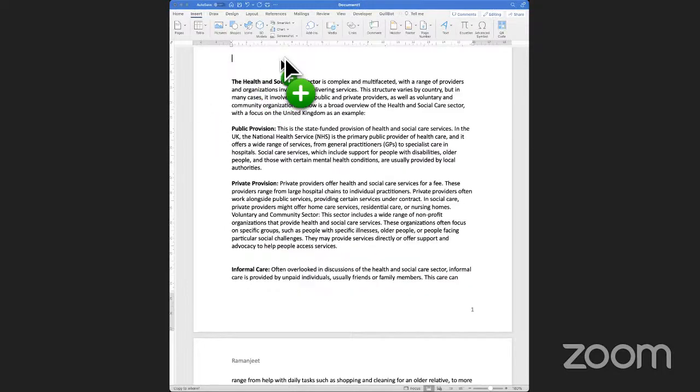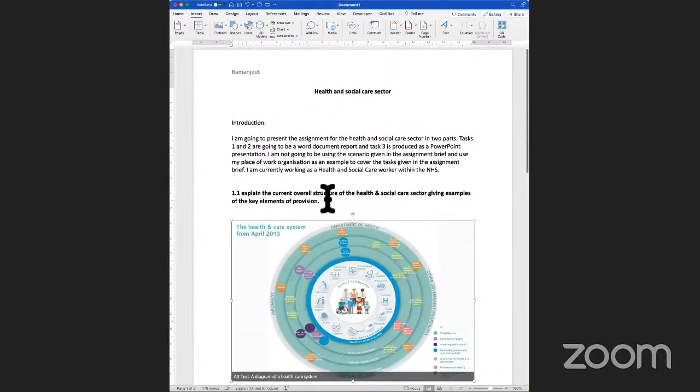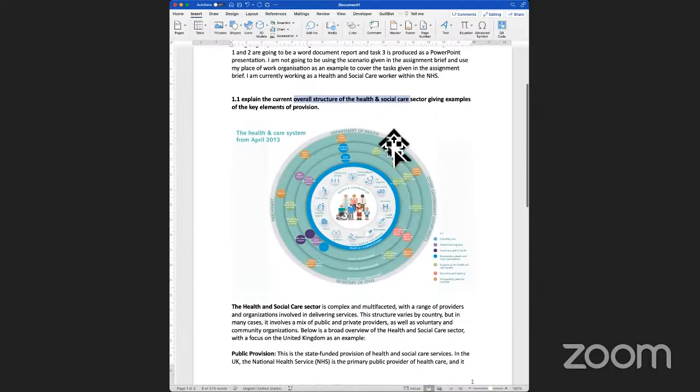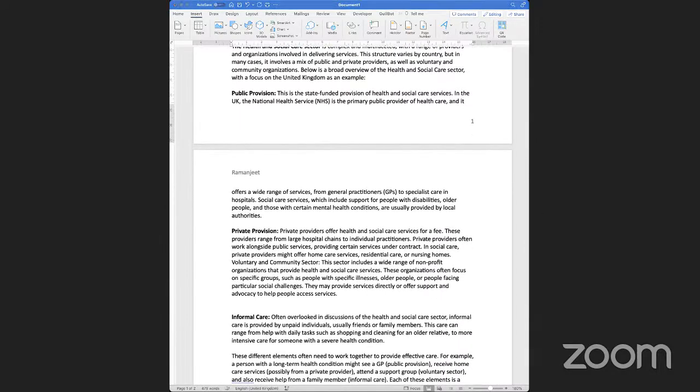That is where we will need to read the task carefully, because it is saying overall structure of health and social care. When it comes to a named structure of an organization, I can use a care home, I can use Wythenshawe Hospital, but here I have to use the overall structure, and that is what I need to explain, and this would help accomplish this particular task.